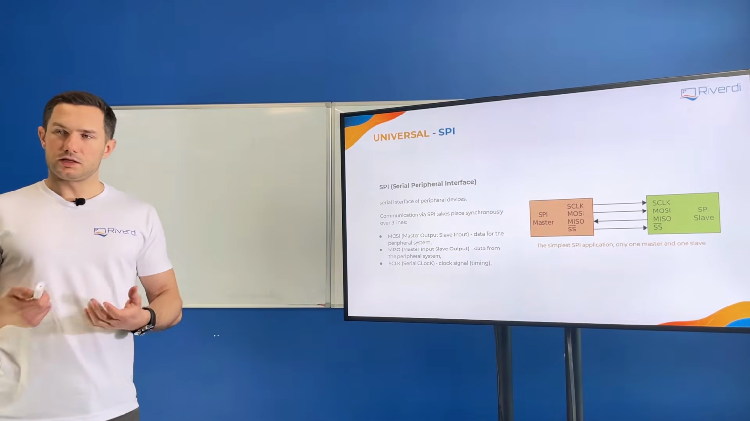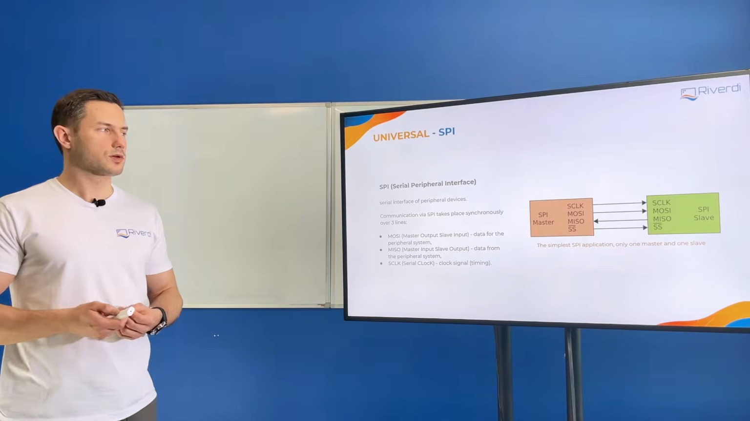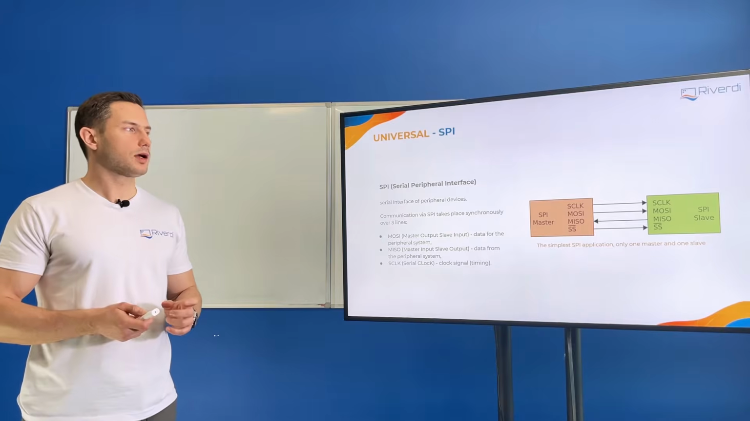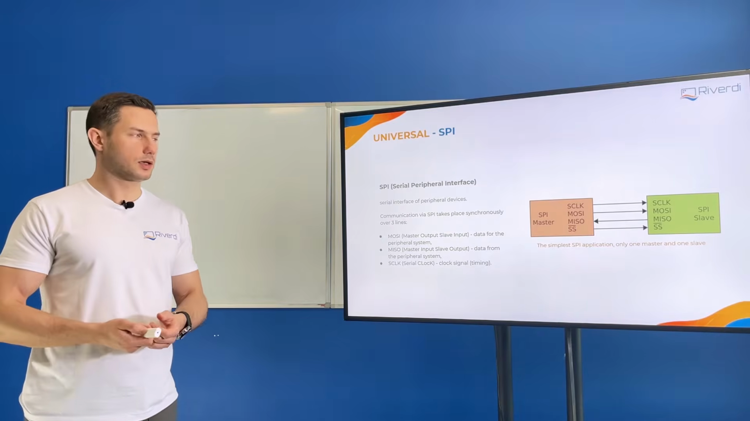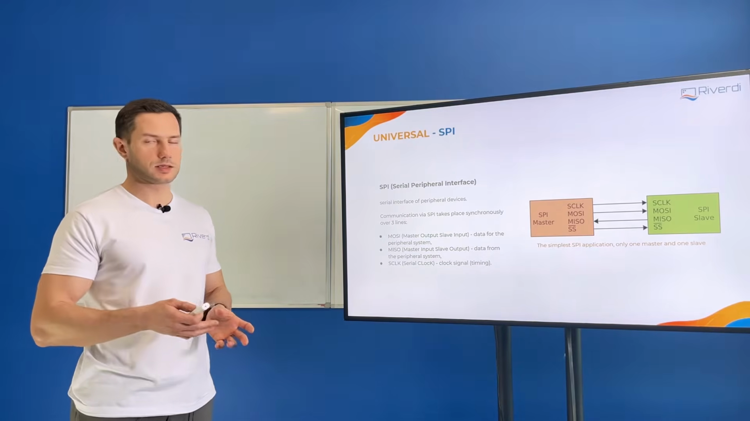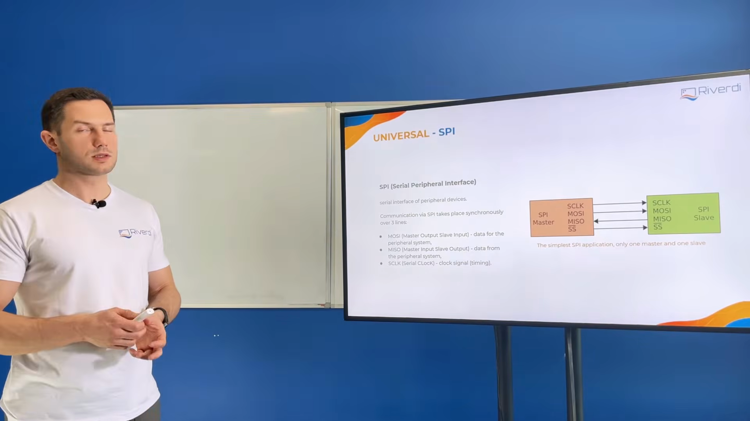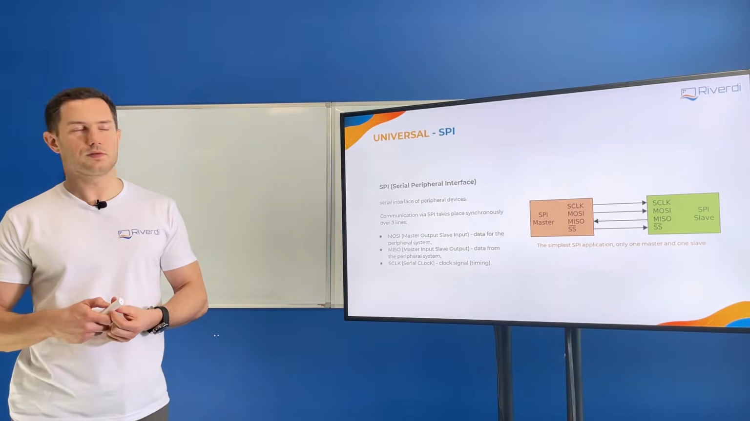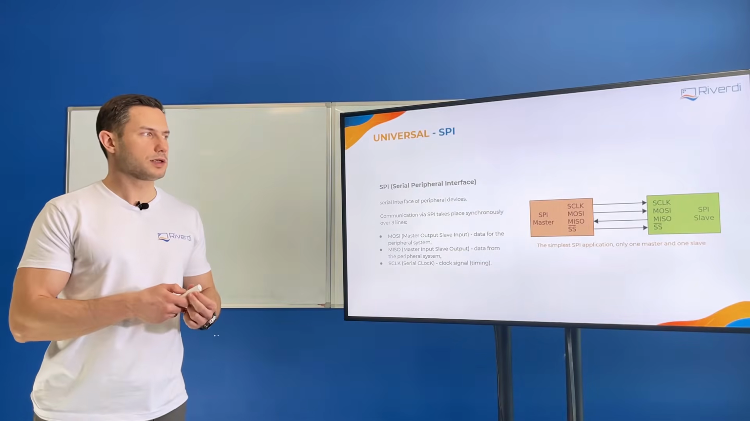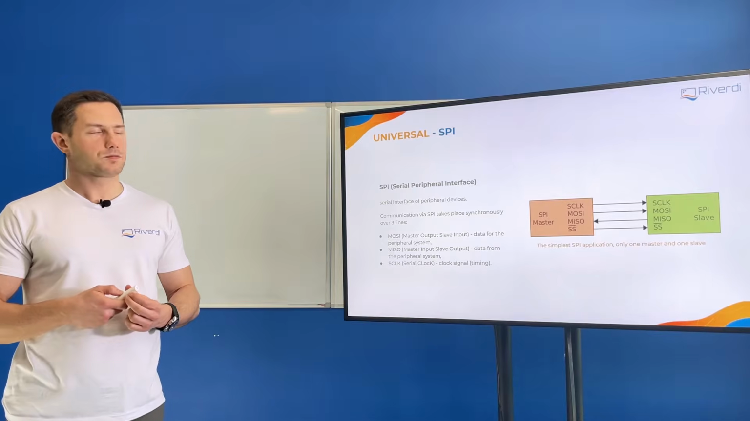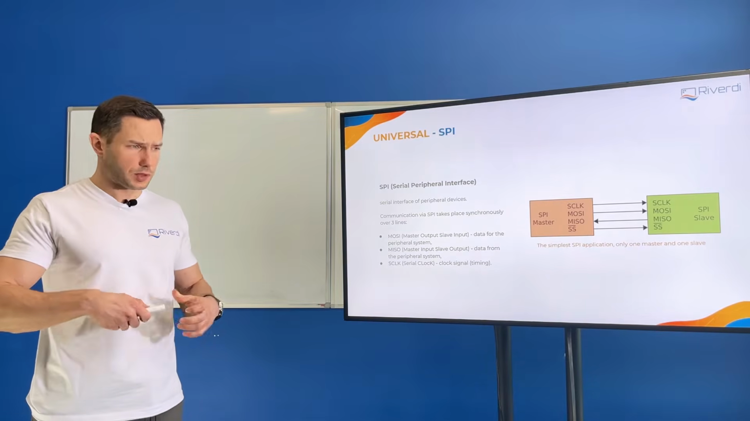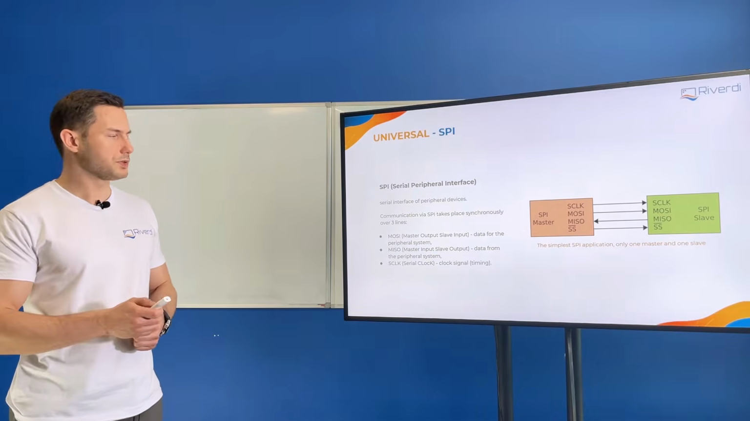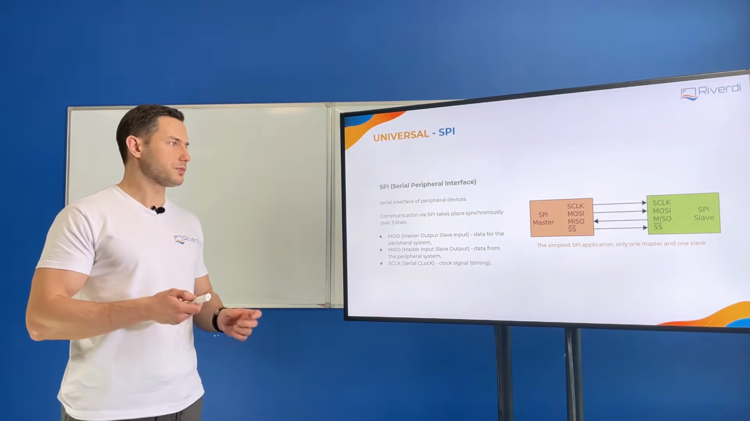SPI in the display world is used for simple displays, usually small-size displays, where we can transfer the image relatively fast because the resolution is low. I would say that the maximum here for an SPI display would be maybe a 3.5 inch 320 by 240 TFT display. If we have higher resolution, usually the image transfer will be too slow to use SPI, even with high-speed SPI.